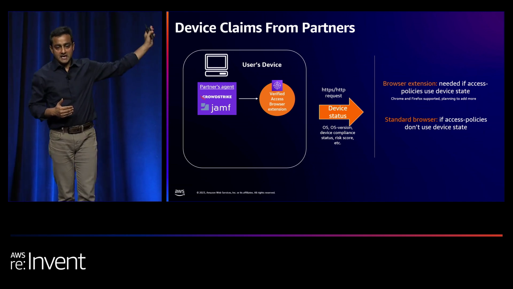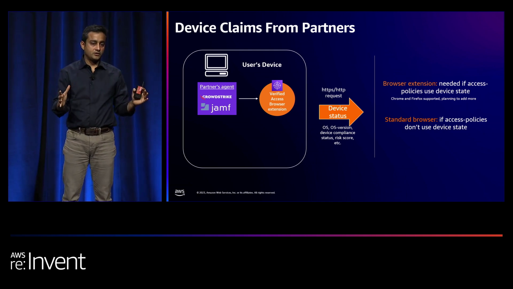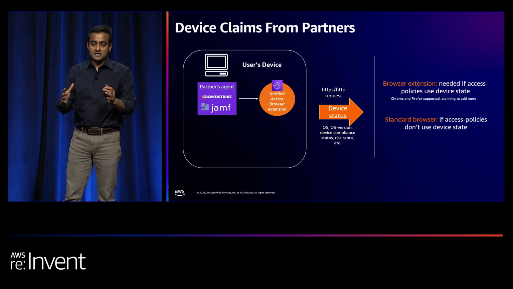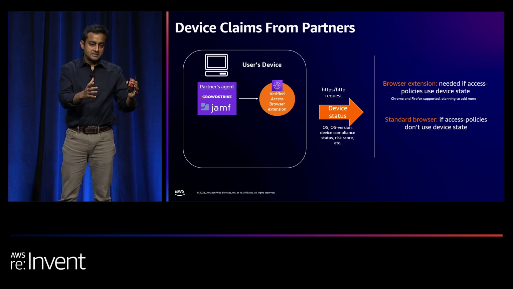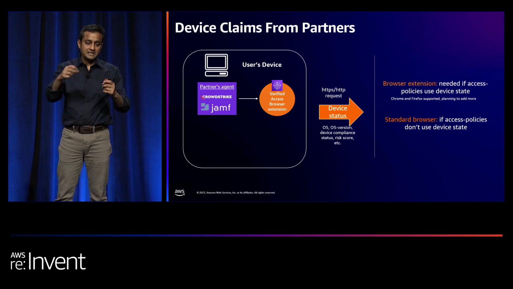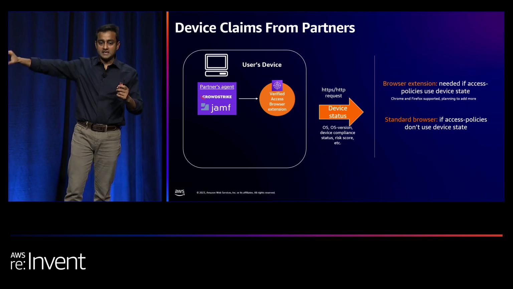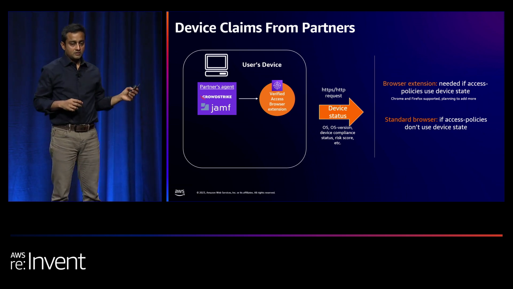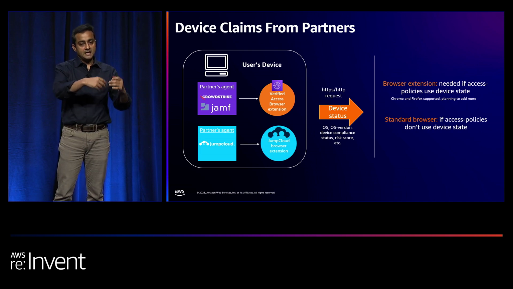All our partners like Jamf or CrowdStrike, they have an agent running on your device which manages the security of the device. Ava has a browser extension which talks to the partner's agent, pulls the information, packs it in an HTTP header and sends it to Ava for validating the access. With Jump Cloud, they already have a browser extension, so they have embedded our logic into their browser extension, and they are packing the HTTP header and sending it to Ava.